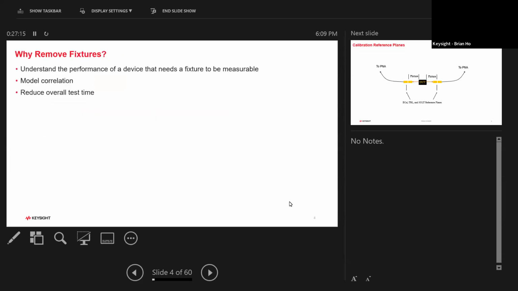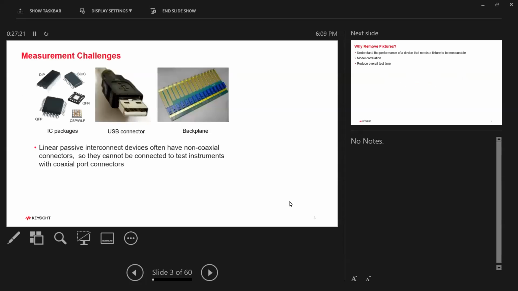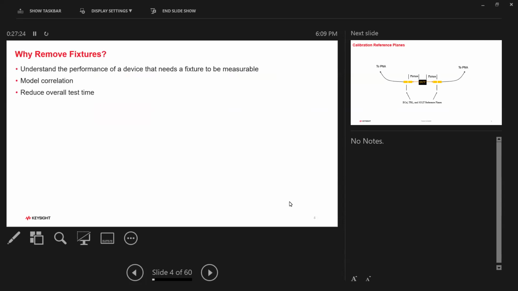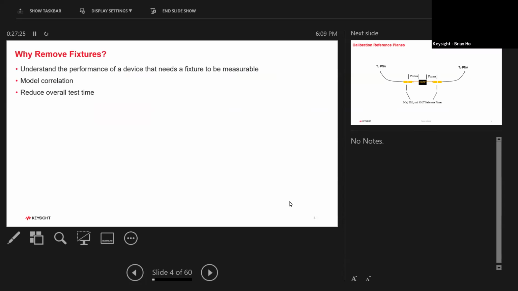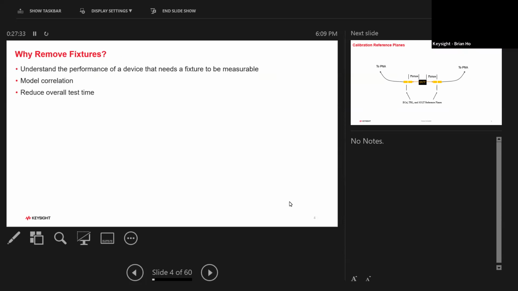So why do we want to remove the fixture? We use a fixture to connect to our devices. Previously you saw the USB; we use a fixture to connect to that. So why do we want to remove it? The reason is that we want to actually measure the device and understand the characteristics of the device without the fixture, especially at higher frequencies. It's getting harder and harder to neglect the fixture effect on things. Another reason is more model correlation, as well as reducing overall test time.